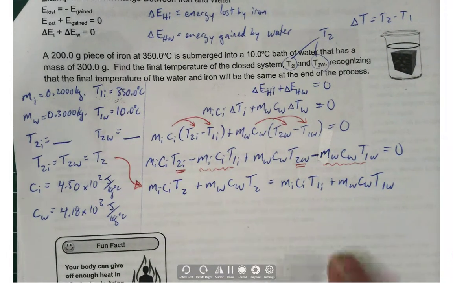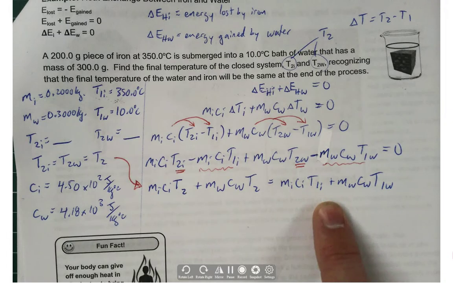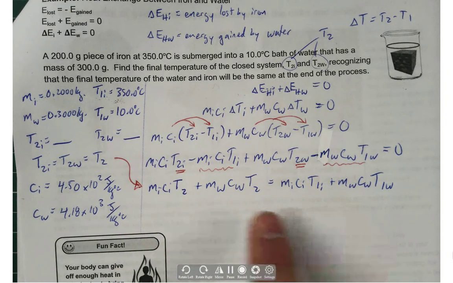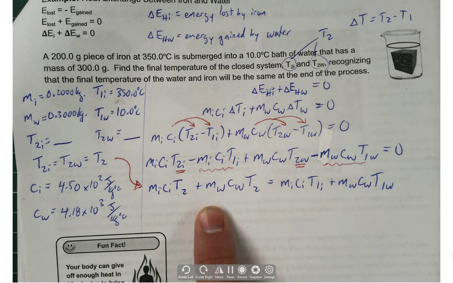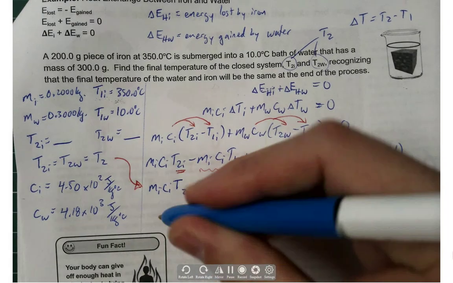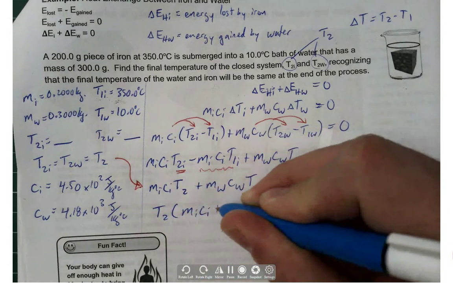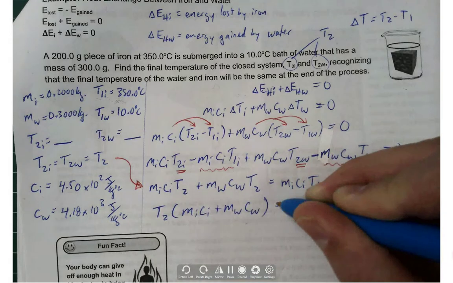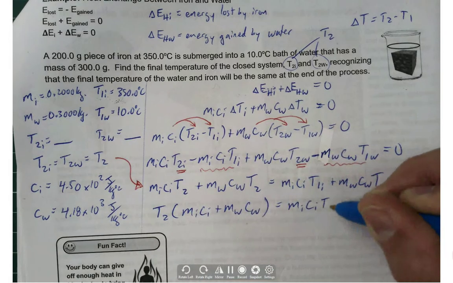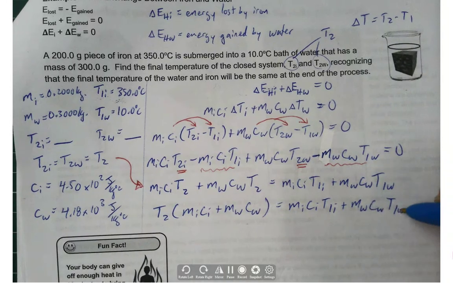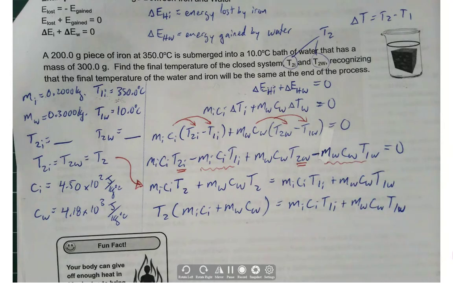I look at the stuff on the right-hand side and I think, is there any common factor? Well, gosh, no. The temperatures are different, the heats are different, the masses are different. Can't pull anything out. I look at the left-hand side. Is there anything I can factor out of this one? Come on. Yep. T2. Pull a T2 out of that guy. Leave behind MICI plus MWCW. And I want to get that T2 all by itself.